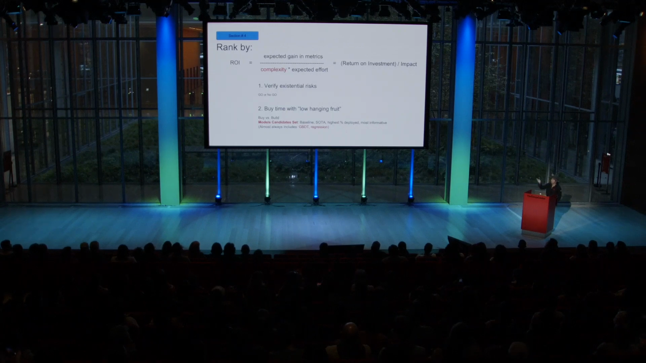First, make sure you eliminate the accidental risk, right? Do we have legal approval? Do we have enough data? Is the model going to be fast enough for this application? For a lot of high-frequency trading, the model's not fast enough. You can't be using these large models, right? So once you have verified existential risks, then you can start looking to buy yourself time with low-hanging fruits, right?